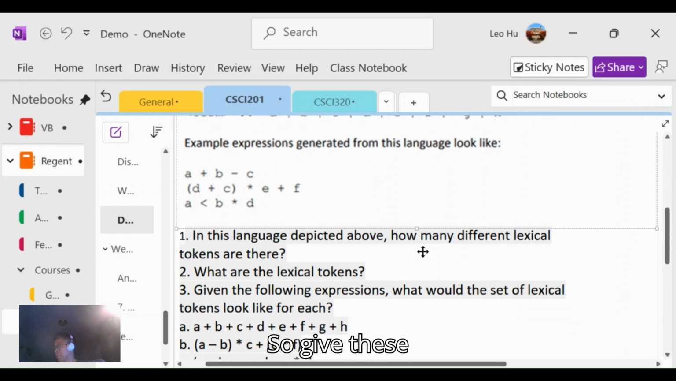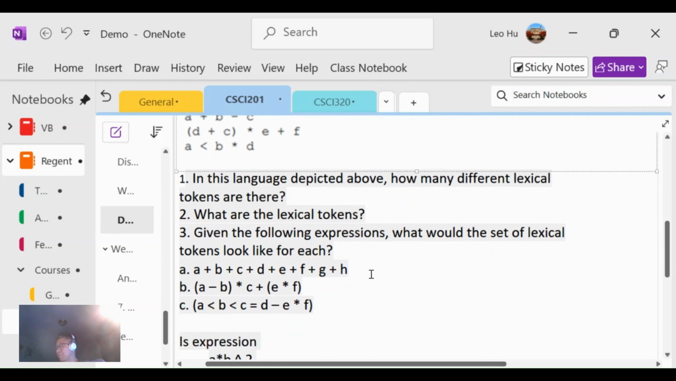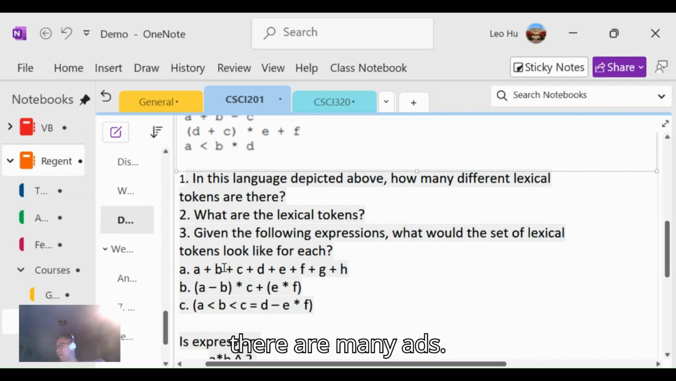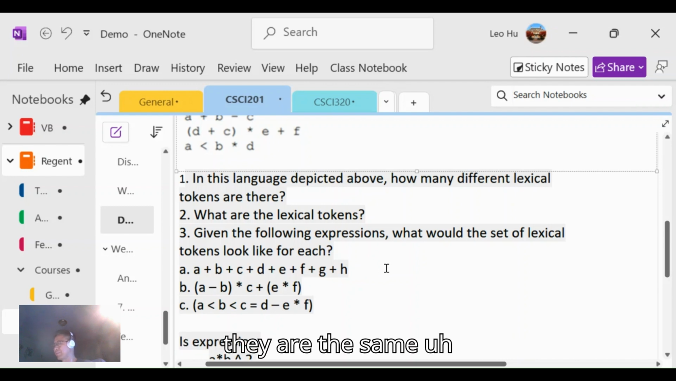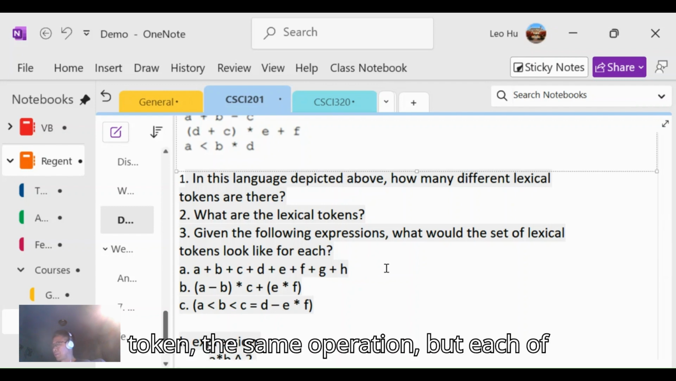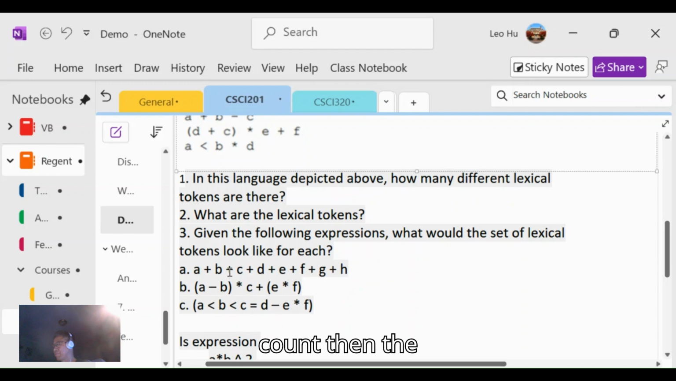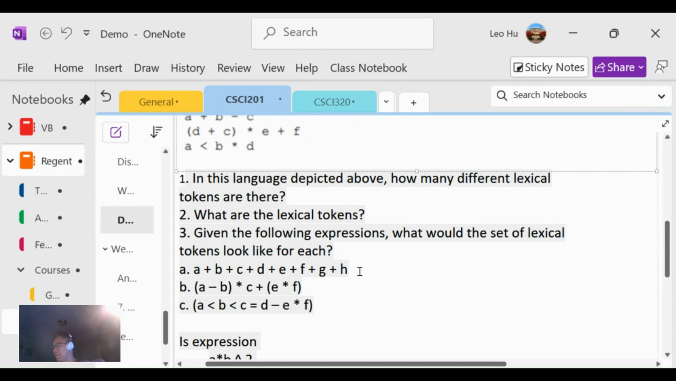So given these expressions, what are the lexical tokens? Okay. For example, in the first one, we know that there are many add operators. Every one is a token, right? Even though they are the same token, the same operation, each of them is a token, so you need to count them by how many times they are used in the expression.